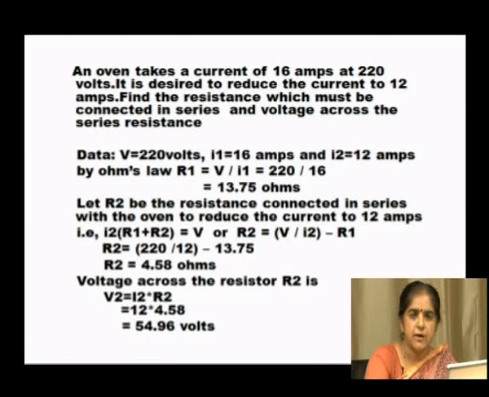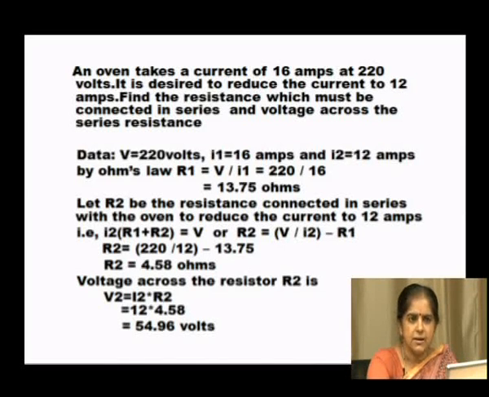Now, we want to reduce the current to 12 amperes. So, another resistance has to be connected in series with the R1. Let another resistance be R2. This resistance R2 is the resistance that is connected in series with R1 to reduce the current to 12 amperes, that is I2 into (R1 plus R2) is equal to V, because these two resistances are connected in series. Therefore, let us try to find out the value of R2, and with this equation R2 will be equal to V divided by I2 minus R1.